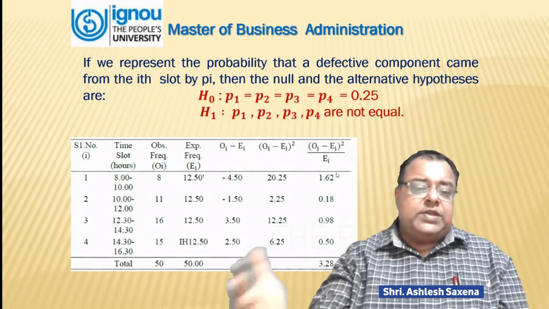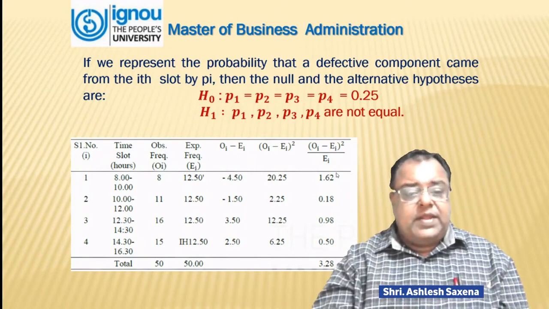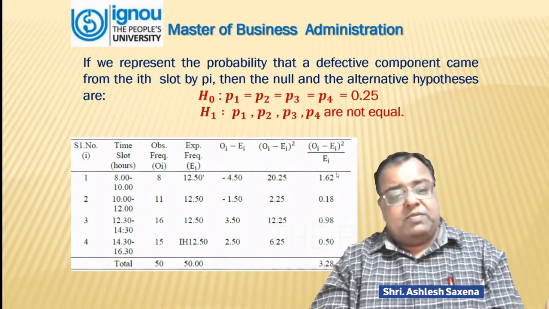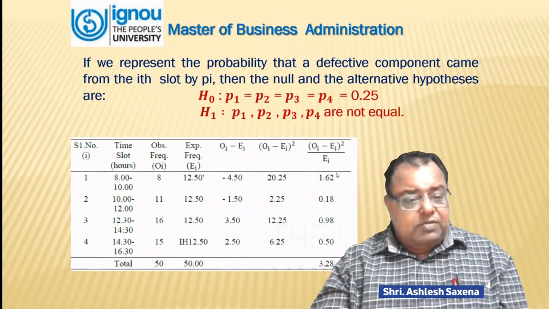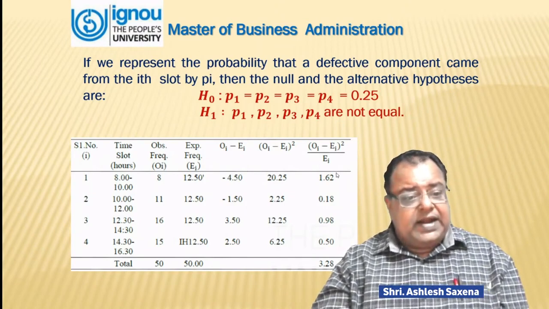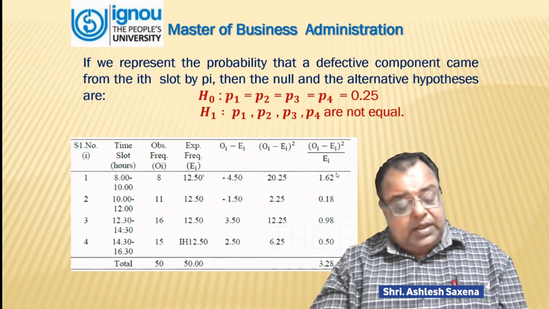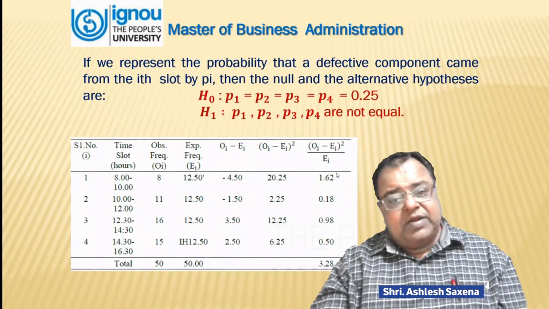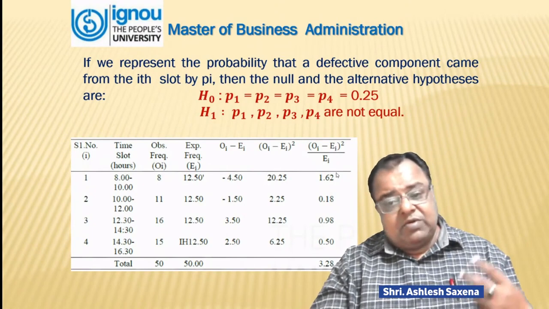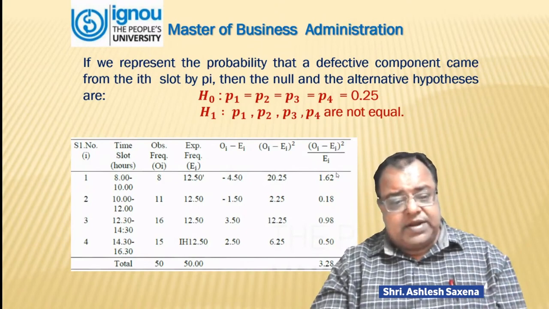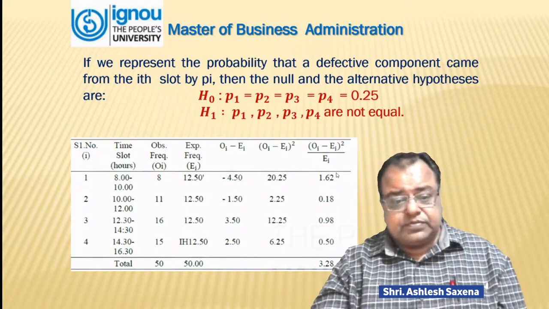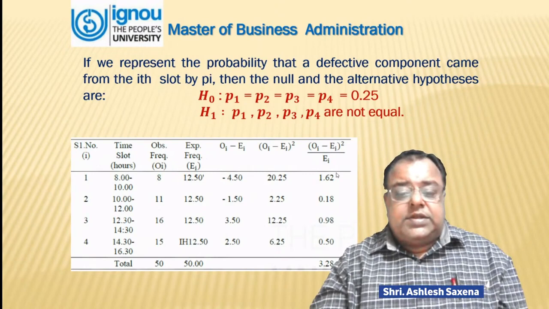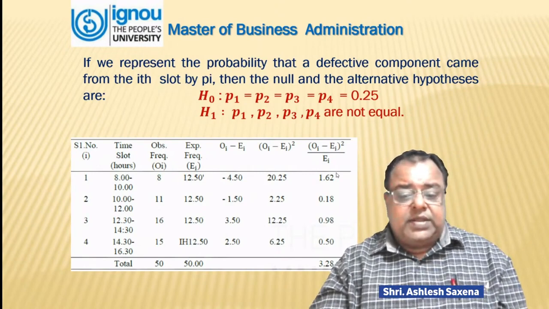Now, we will shift the given problem into a chi-square formulation table. Observed frequencies are given, and similarly, expected frequencies are calculated. Oi minus Ei is calculated, (Oi minus Ei) square is calculated, and lastly (Oi minus Ei) whole square divided by Ei is calculated. Now we find that chi-square comes out to be 3.28.